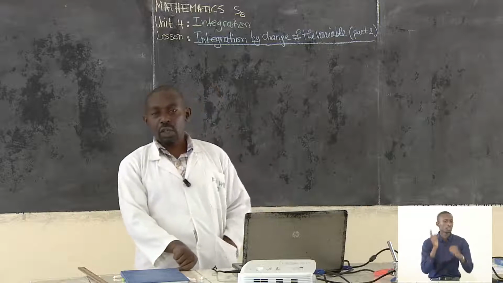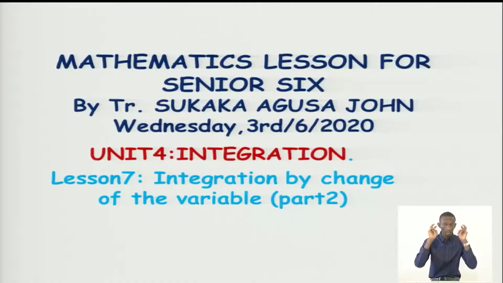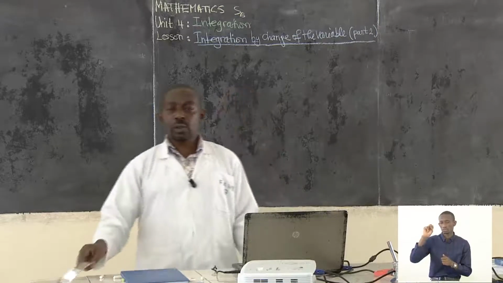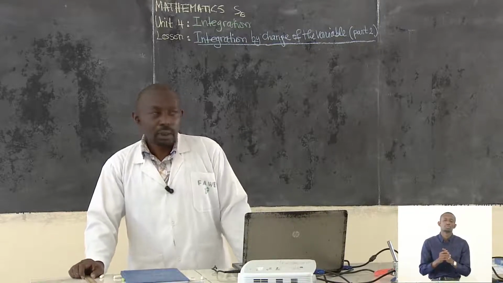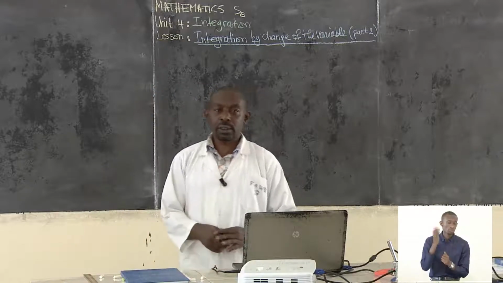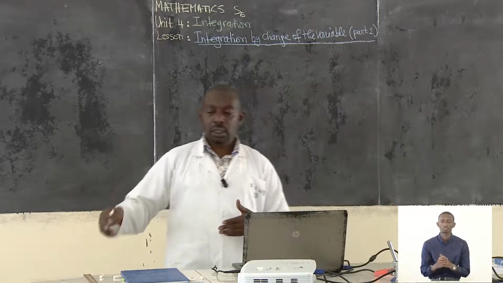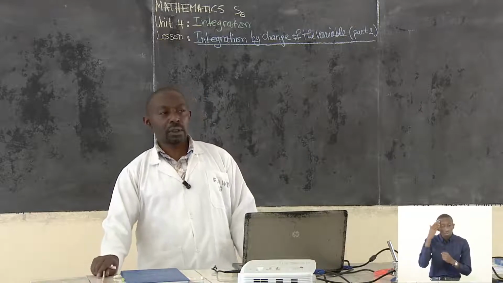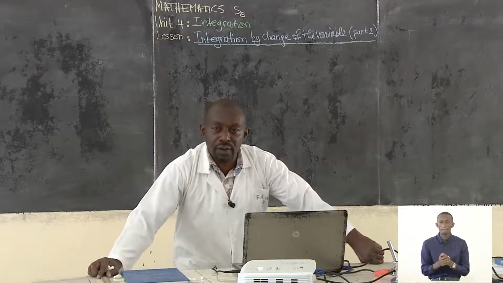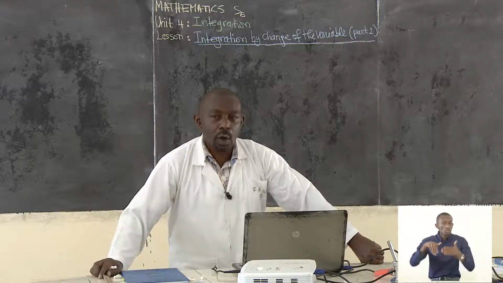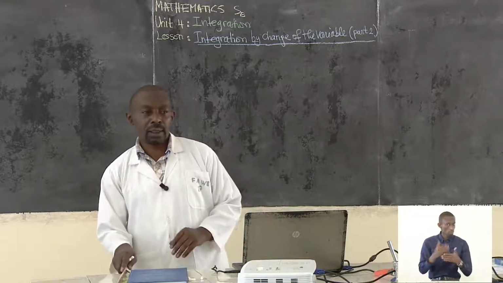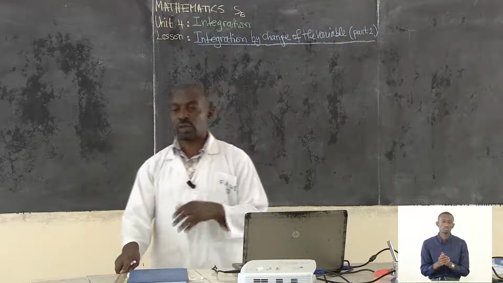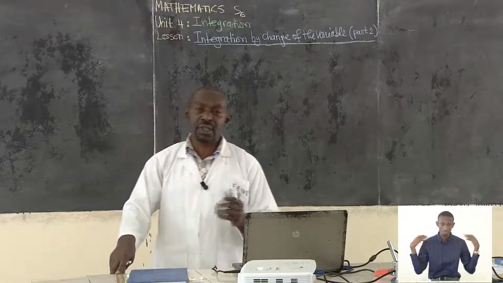We are going to continue our unit 4 of integration, and we are going to continue the integration by change of the variable. This is part 2, because already we know how to integrate those kinds of integrals involving the method of change of the variable. But of course, we can't start without passing it through an exercise to see whether you still understand, you still remember how to apply that method.